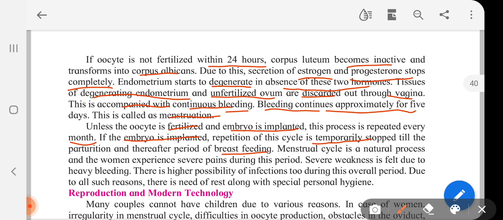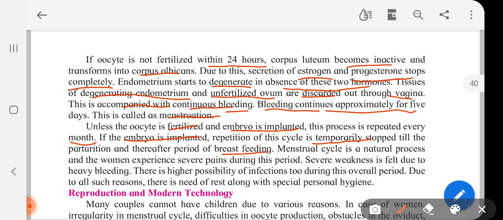Okay, so till that embryo develops in the womb of the mother, unless the complete period of the embryo in the womb is completed, it converts into a fetus and then the birth of the child. Until the breastfeeding, this remains stopped.